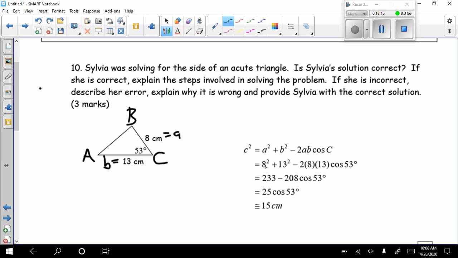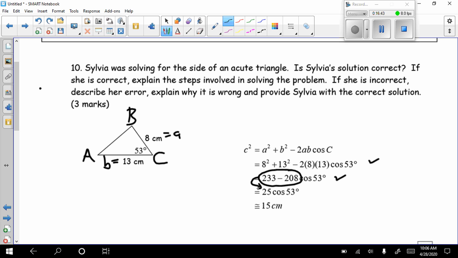So she plugged in the 8 squared and the 13, and she did -2 times 8 times 13, cos of 53. That's looking good. And then she said, well, 8 squared plus 13 squared is 233. Perfect. Minus 208 times cos of 53. That's looking good. Oh, I see her error. Look what she did. She did 233 minus 208 and got 25.